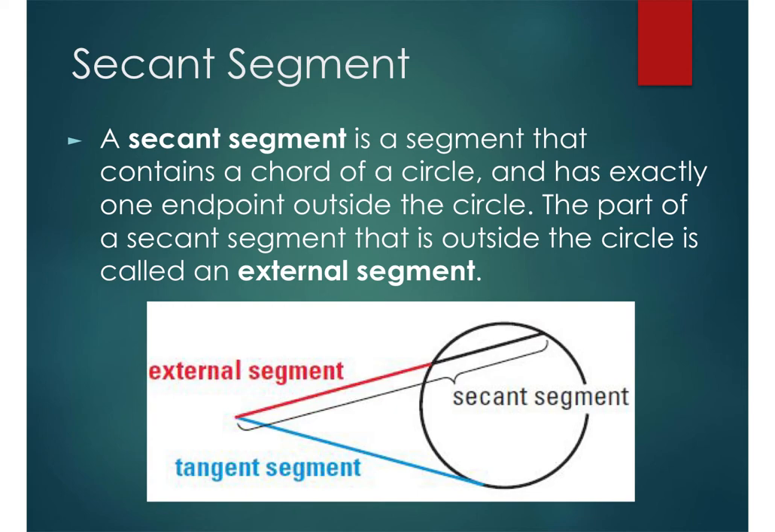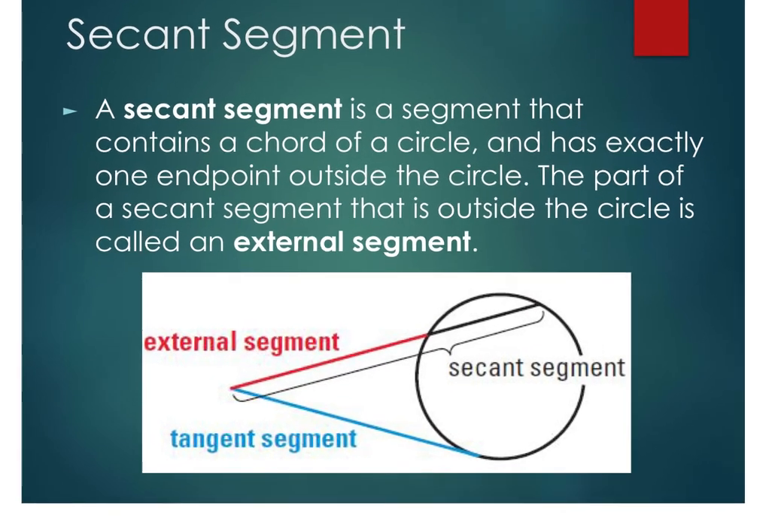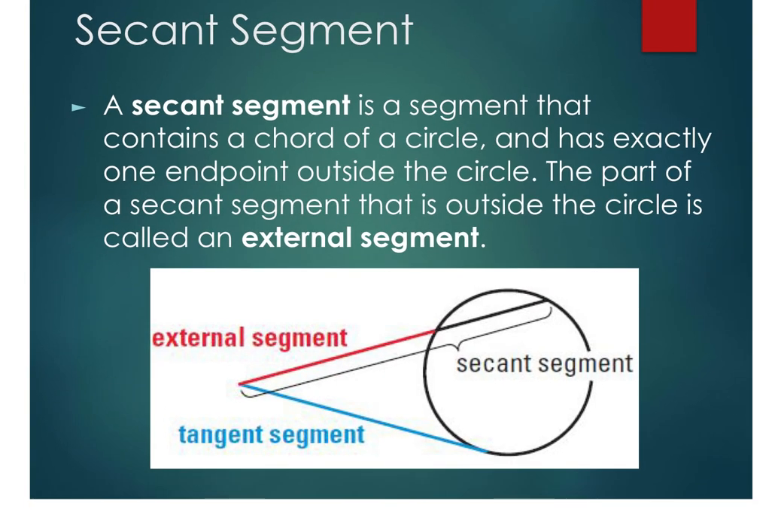Okay, so the other segments that you guys need to know are called secant segments. A secant segment is a segment that contains a chord of a circle and has exactly one endpoint outside the circle. The part of a secant segment that is outside the circle is called an external segment, okay? So a secant intersects the circle at 2 points, right? It kind of just passes through the circle. It's not tangent, right? A tangent would only intersect it at 1 point. So if it's secant, it's going to intersect at 2 points.